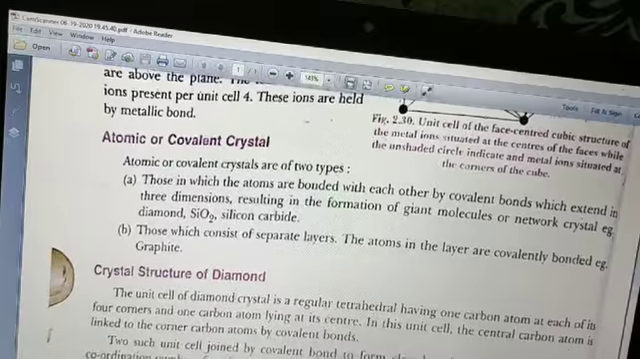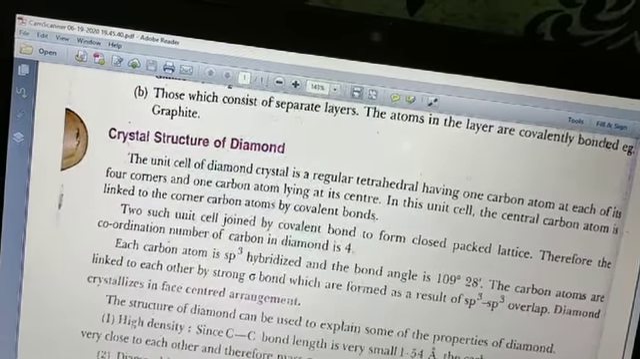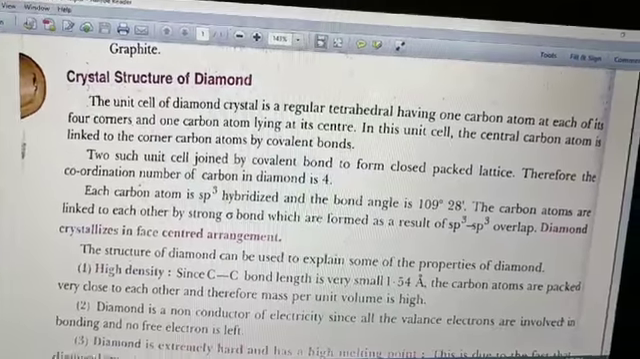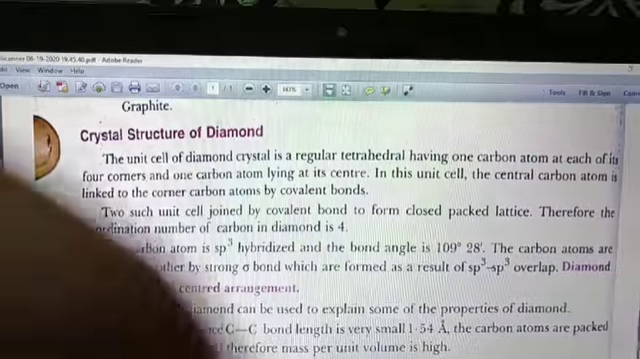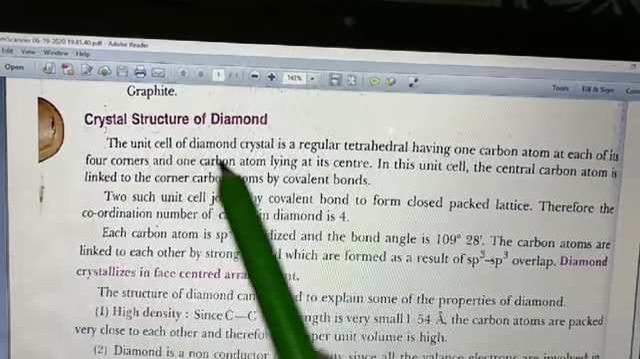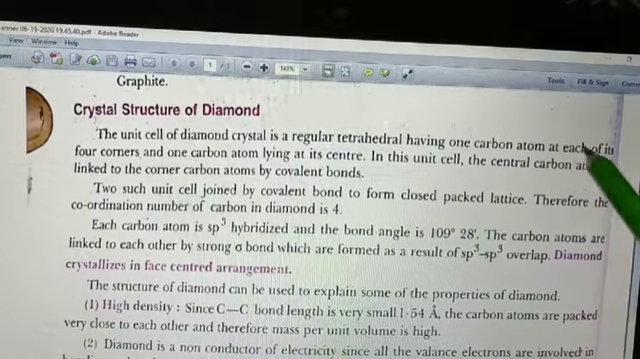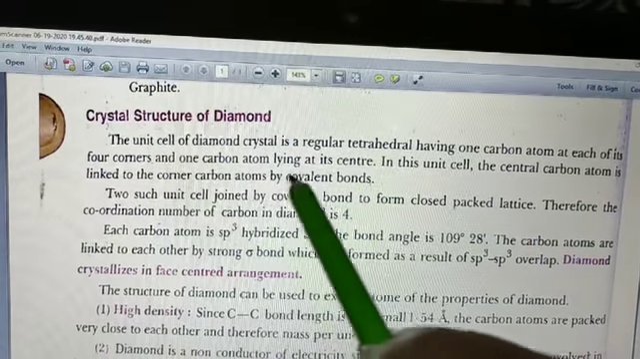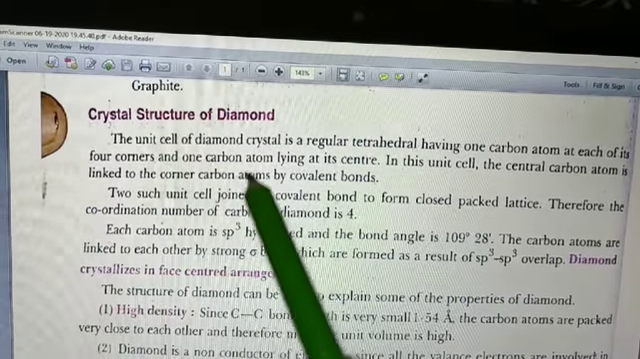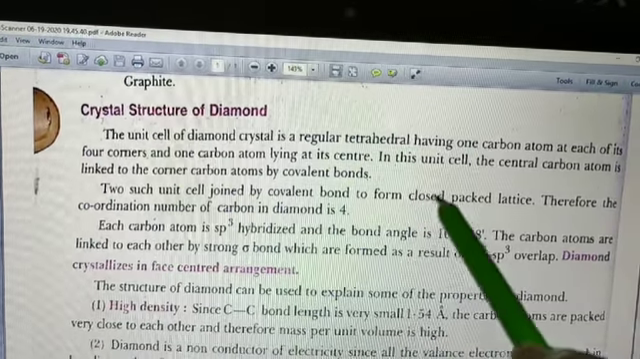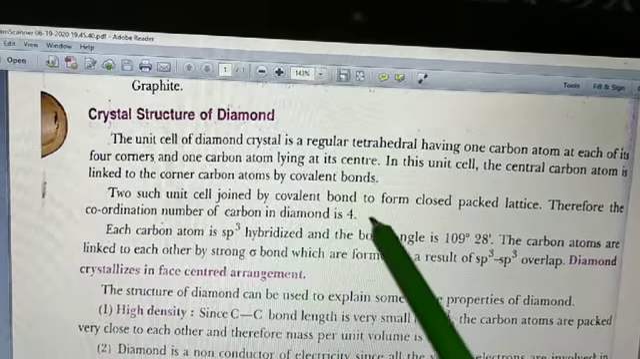And the third type we have got is atomic or covalent crystals. A good example for this is diamond. The unit cell of diamond crystal is a regular tetrahedron having one carbon atom at each of its 4 corners and one carbon atom lying at its center. In this unit cell, the central carbon atom is linked to the corner atoms by a covalent bond. Two such unit cells are joined by covalent bond to form a close packed lattice. Therefore, the coordination number of carbon in diamond is 4.